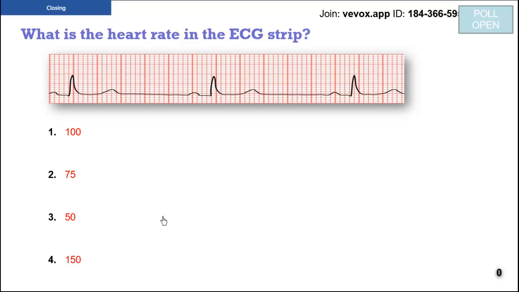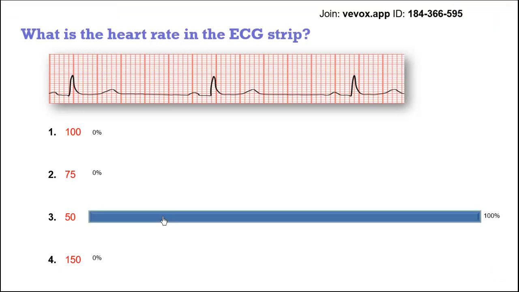So now let's see the answer. Oh my goodness. So 100% they choose 50. So 50 is normal, bradycardia or tachycardia? Bradycardia. It's less than 60. Excellent.